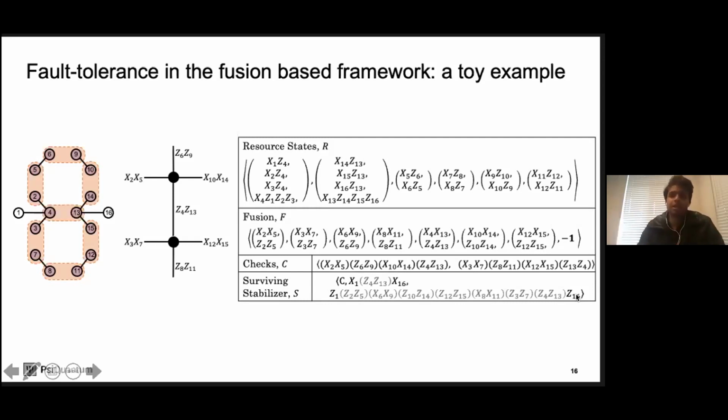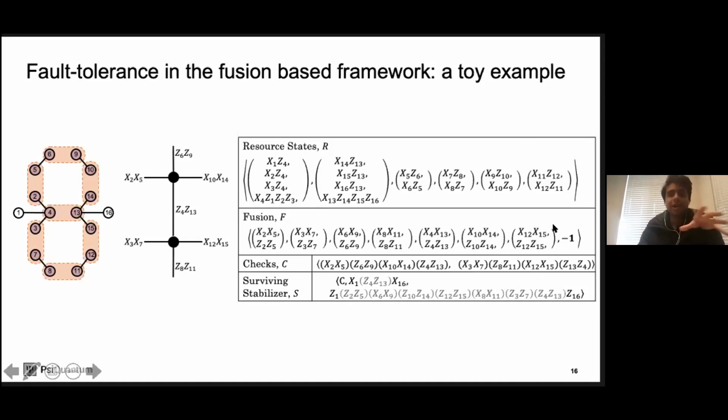And in other words, if we just look at these two, what we find is that using the measurements in the fusion network, we obtain the correlations X1, X16 and Z1, Z16 in this particular fusion network, which are the correlations that you would expect in a Bell pair between 1 and 16. And that's basically what tells us that these measurements result in a Bell pair between qubits 1 and 16 with some level of fault tolerance.